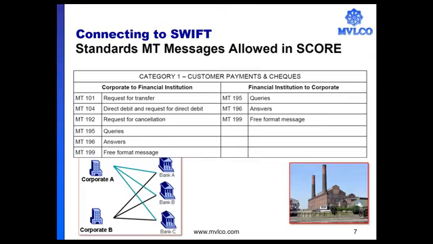In addition to 101 and 104, a corporate using SCORE can also send MT192, MT195, a query, MT196, the answer, and the MT199. What a bank can send to a corporate is an MT195, an MT196, and an MT199. This is about category 1 messages, which corporates can send to the financial institutions and what the financial institutions can send to the corporate.